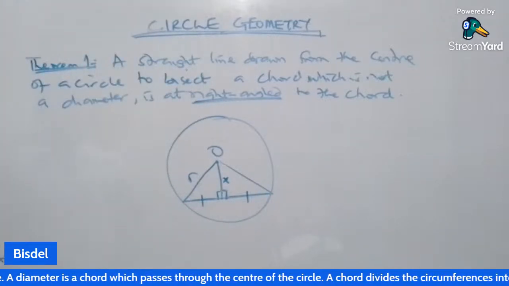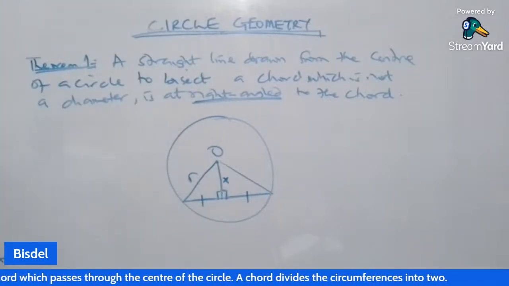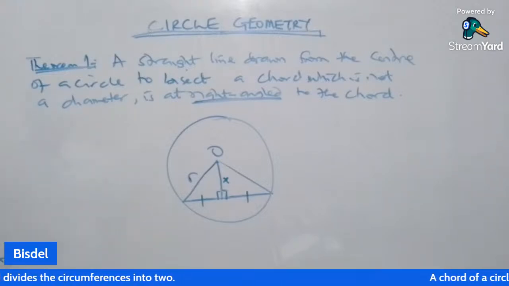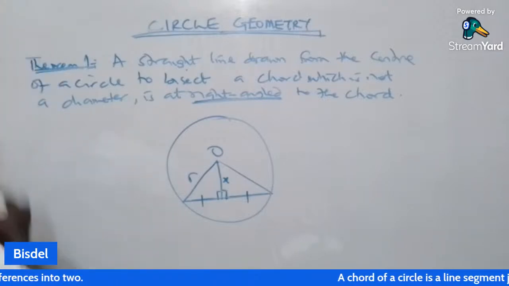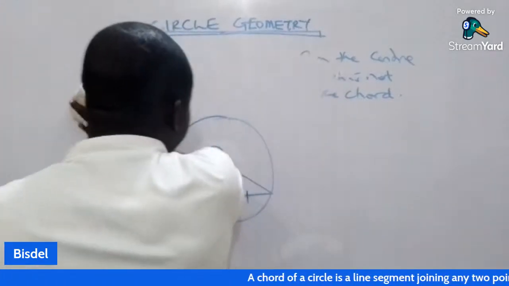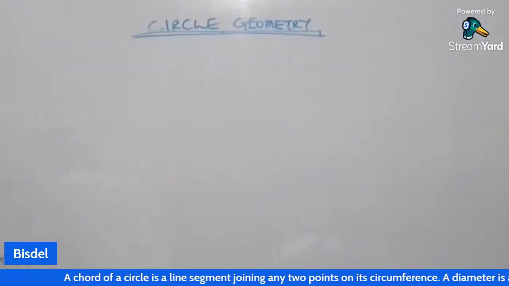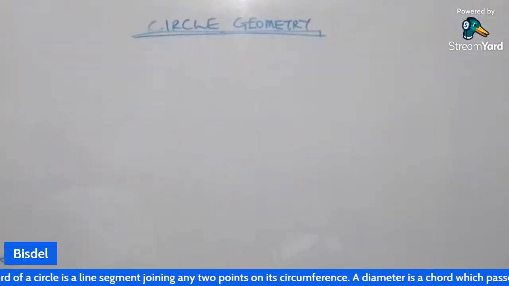So I want us to take two examples under theorem 1. The theorem says that a straight line drawn from the center of a circle to bisect a chord, which is not a diameter, is at right angle to the chord. Because if that chord is a diameter, then we have a semicircle. So there's another theorem on how to approach that. So let's take example 1.